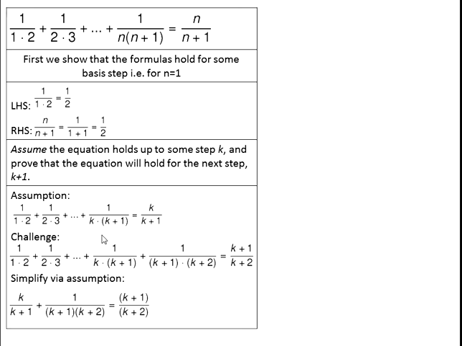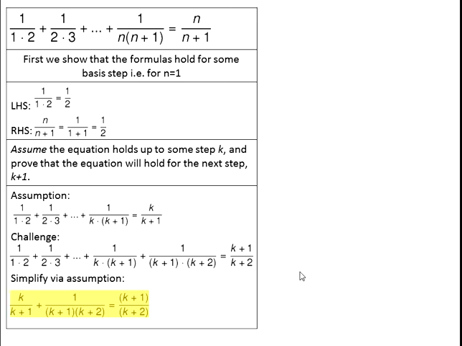Notice that according to my assumption, this whole chunk here is equal to k divided by k plus 1. That's what this is saying. So I replace this whole chunk of my challenge equation with k divided by k plus 1. I call this my challenge equation because this is what I'm trying to prove. If I can now prove this, I'm done. So let's go about proving this equation.